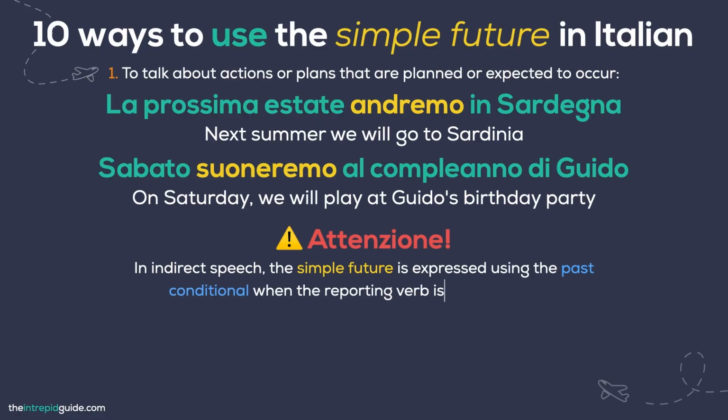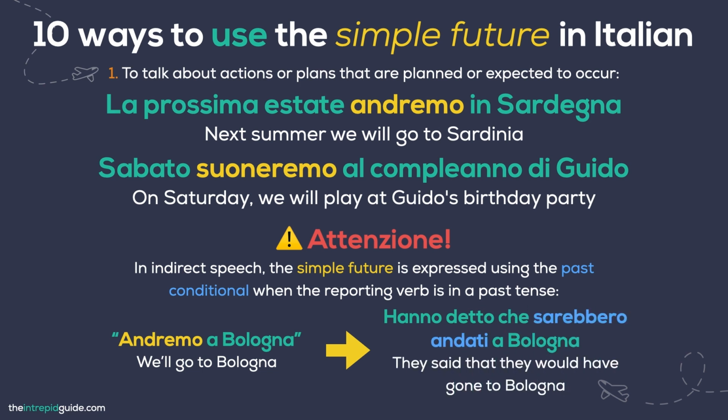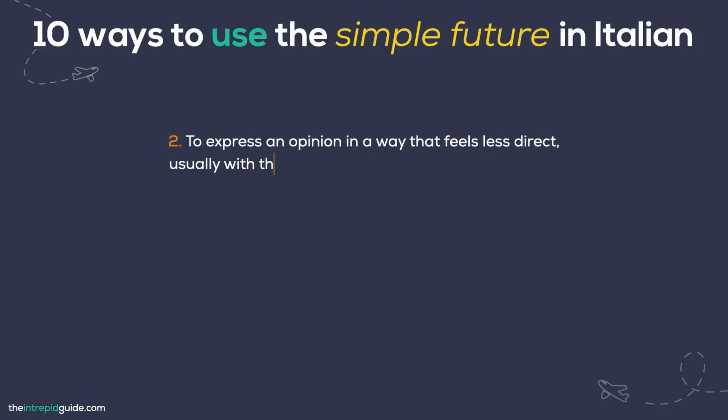Attenzione! In indirect speech, the simple future is expressed using the past conditional when the reporting verb is in the past tense. Take a look. Andremo a Bologna. We'll go to Bologna becomes Hanno detto che sarebbero andati a Bologna. They said they would have gone to Bologna. Now, to learn more about how and when to use indirect speech in Italian, make sure you watch my video lesson right here.